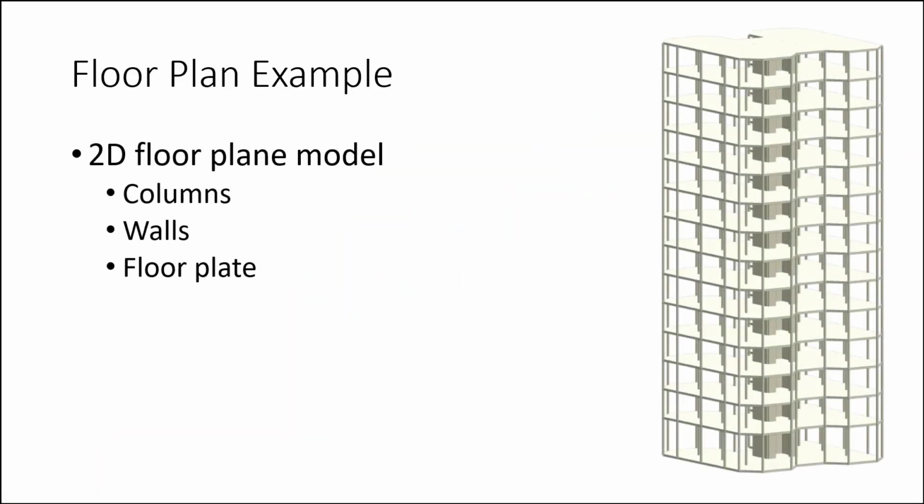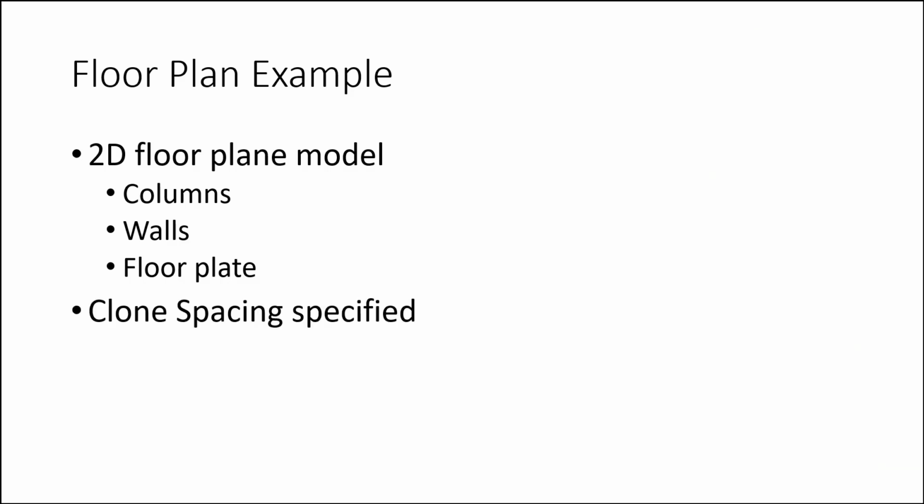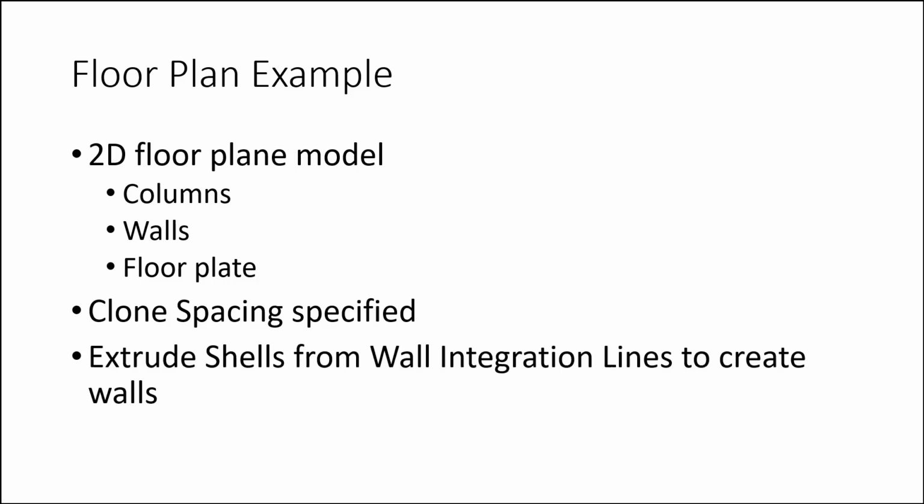Now the next example I'm going to use is using a floor plan. So I drew a 2D floor plan that contained the location of columns and the walls and also the outline of a floor plate that will be modeled with a rigid diaphragm. And then after that, I just used the clone tool to specify the spacing I'd like to define. And I can create my 3D structure from that 2D floor plan and extrude any shells from the wall integration lines to help me define the walls and their stiffnesses.